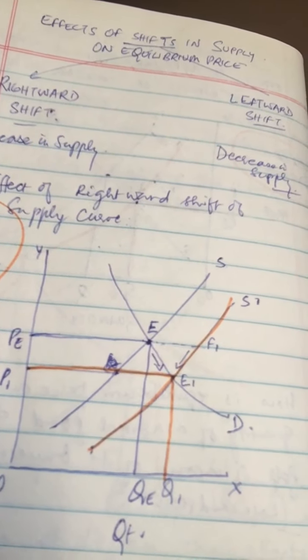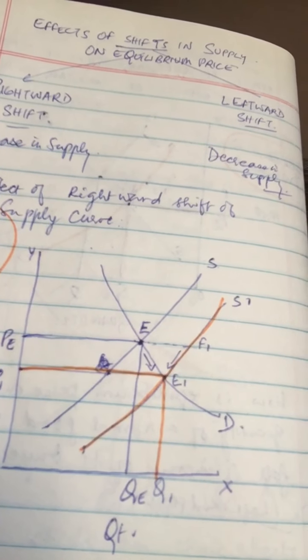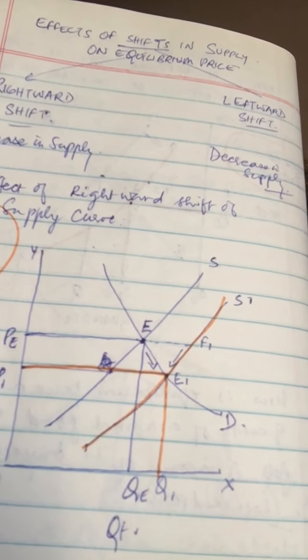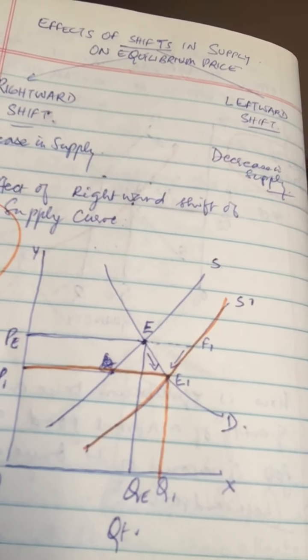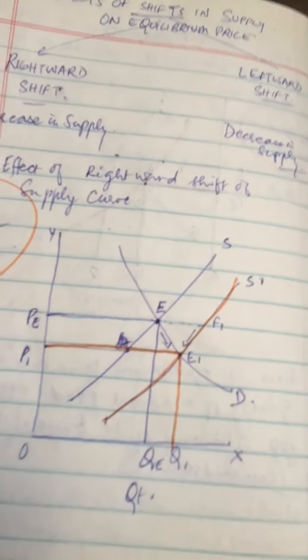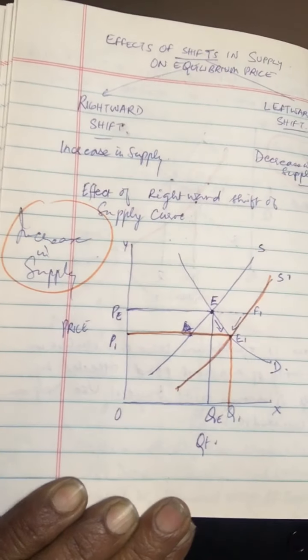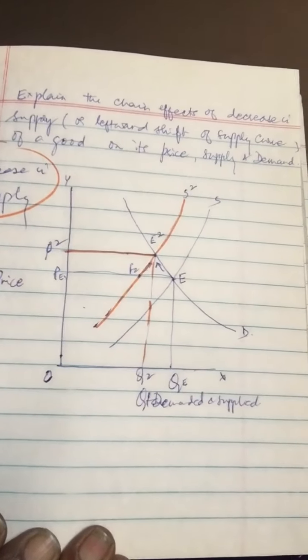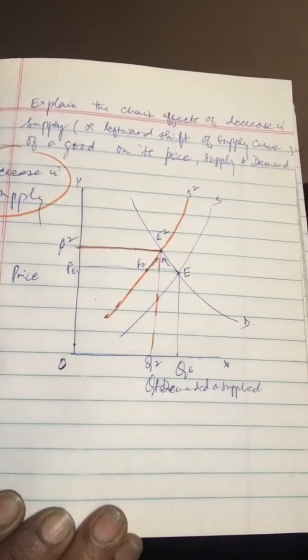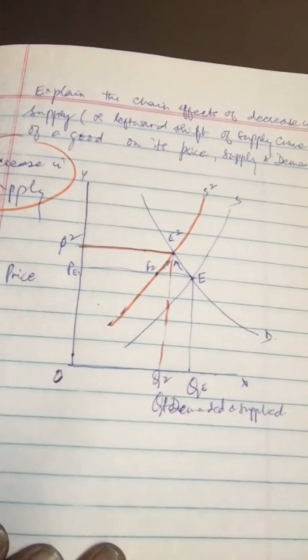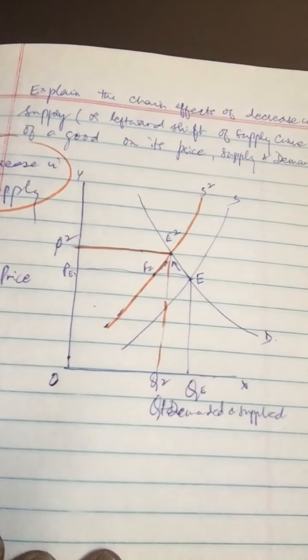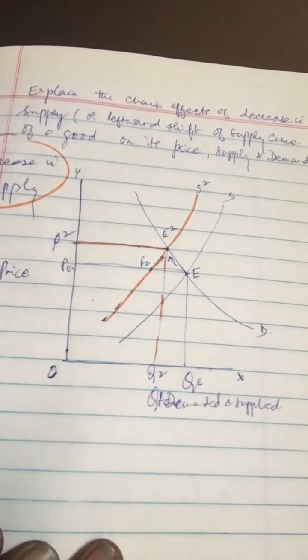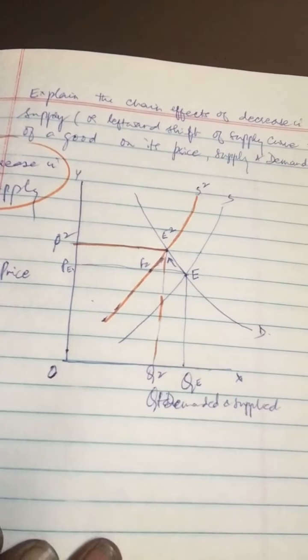So demand remaining the same, when supply curve shifts rightward, that is when supply increases, price falls and quantity sold and purchased increases. So this is how we explained with the help of the chain effects. And in the next, we will talk about the leftward shift of the supply curve. How does it affect the equilibrium quantity and price? Now you can get a question as: explain the chain effects of decrease in supply or leftward shift of supply curve of a good on its price, supply and demand.